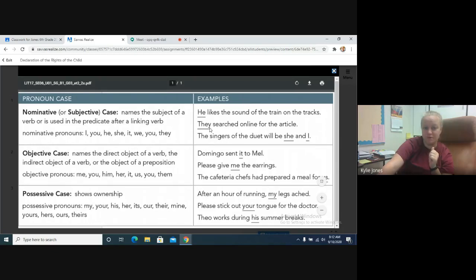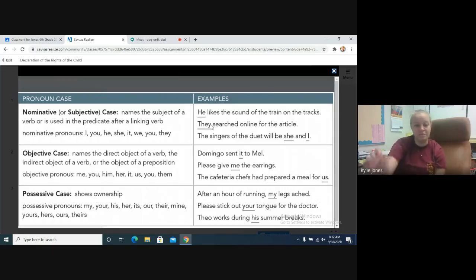Okay. Our next one says they searched online for the article. This could be Miss Dauphiné and Miss Jones searched online for the article. So instead of saying our names, we could just say they searched. Things along those lines. We're taking out the subject, replacing it with a pronoun.